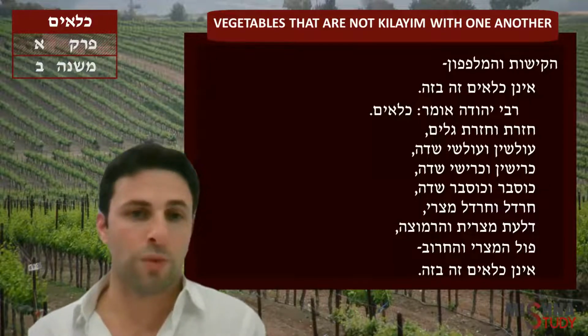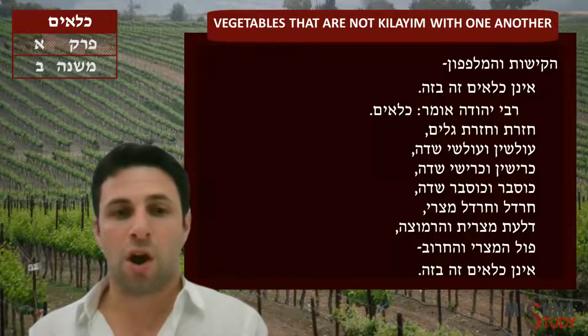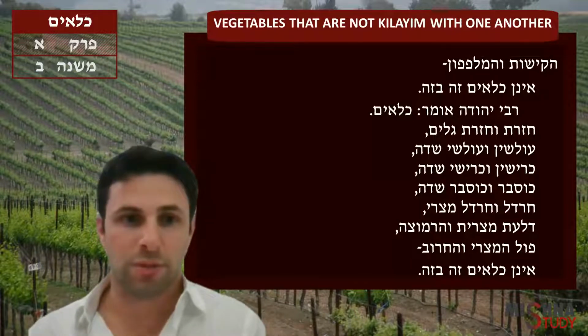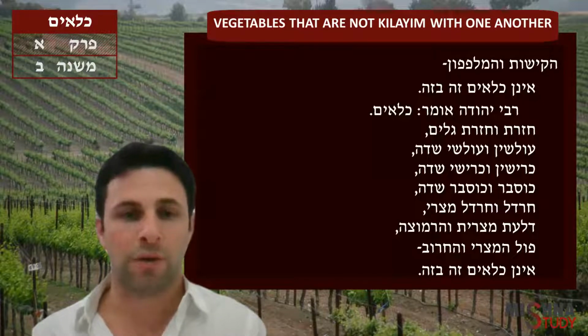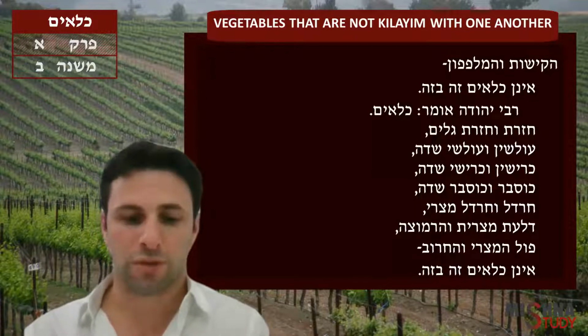Mostly, what we've seen so far is either they are the same species, the same subspecies, or other times they are similar in appearance. And that similarity in appearance allows them to be planted near each other.